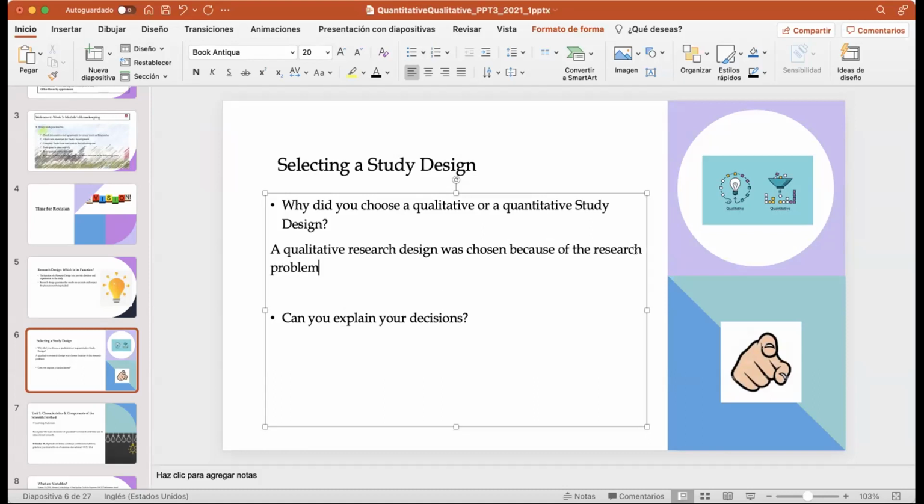Because of the research problem, the access to groups, and the interest to study specific phenomena. So that's also a way of looking at the world.